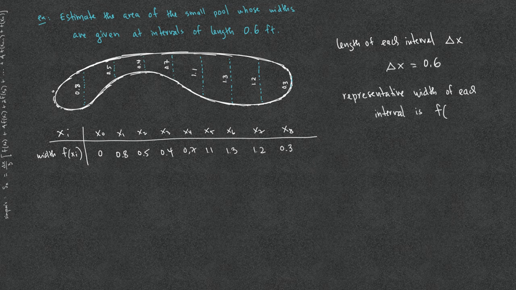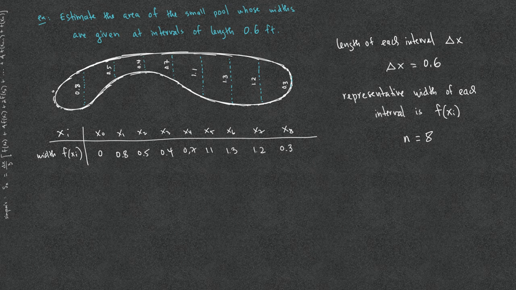The widths are now f of xi, where f of x sub 0 is 0, f of x sub 1 is 0.8, f of x sub 2 is 0.5, and so on. f of x sub 7 is 1.2, and f of x sub 8 is 0.3. These widths represent each interval. There are 9 numbers in the list, so we end up with 8 intervals. So n equals 8. We now plug this information into the formulas to estimate the area.